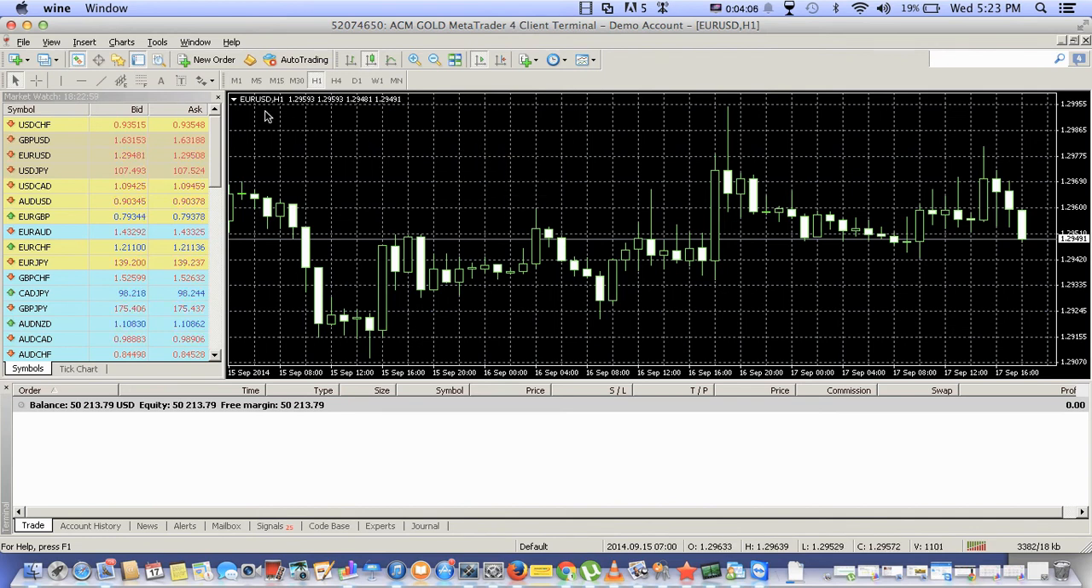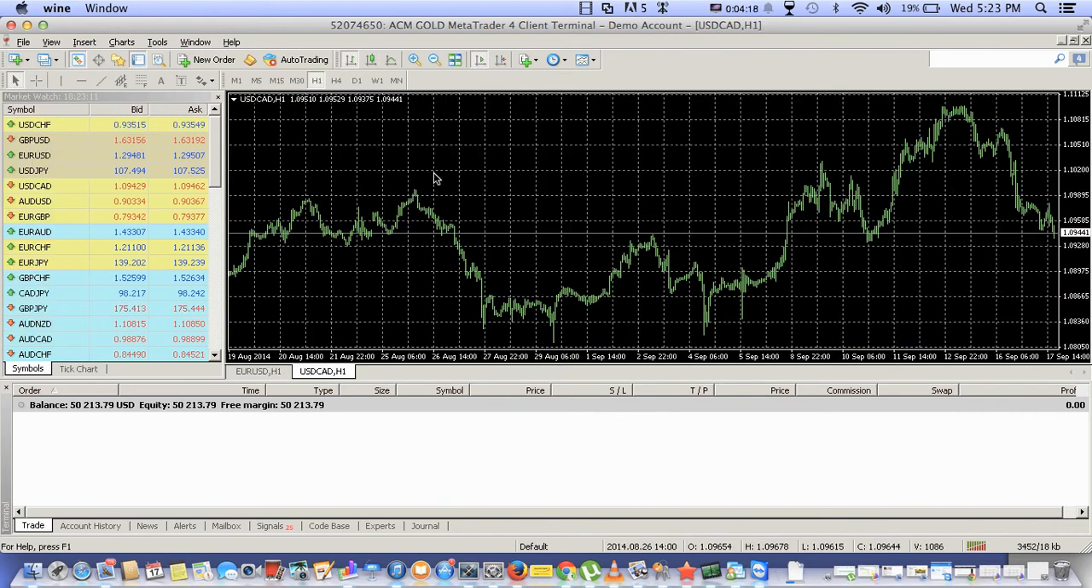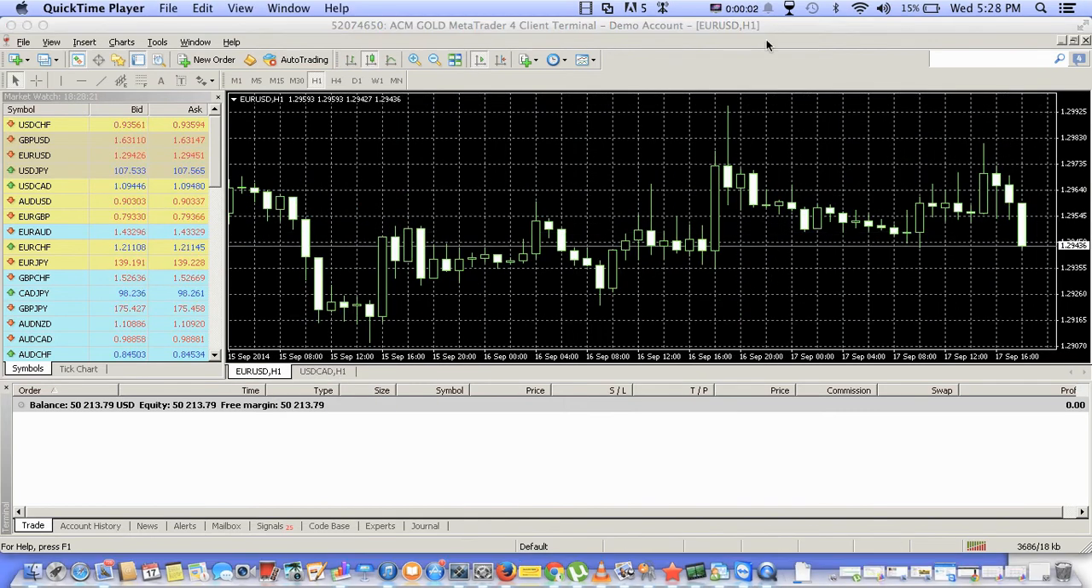Now, as I said, we're just looking at one chart for this example, but you can open as many charts as you like at any given time. I'm just going to open a second chart, US dollar, Canadian dollar, and as you can see at the bottom here, it shows the previous one. So you can toggle between the different charts, and you can have as many charts on here as you wish.